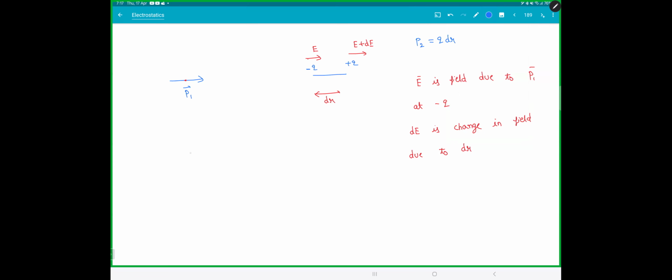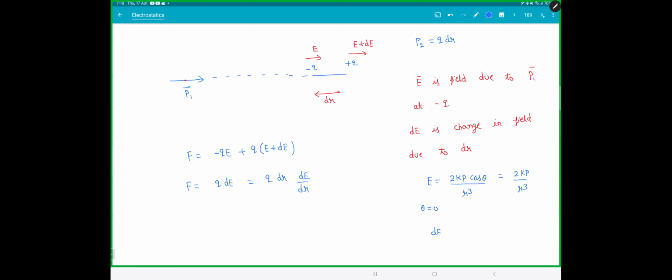Clear? So then what is the force on the dipole? Force will be minus Q into E, opposite to that, plus Q into E plus dE. And remember, what is the value of the field? This is on an axial line. The formula was 2 kp cos theta by r cube, and theta is 0. So this was 2 kp by r cube. So this force will be Q into dE, multiply and divide by dr. So Q into dr, dE by dr.